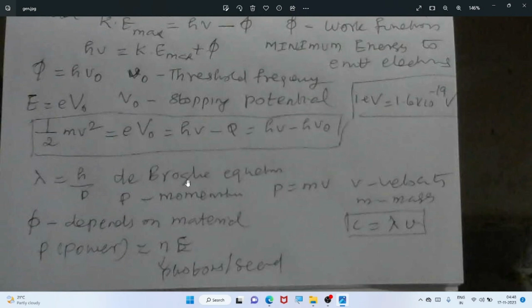Depending on the experiment, we consider light as having wave nature or particle nature. Here v is the velocity, and in the other equation v is the frequency, so you should not confuse them. Velocity of light equals wavelength times frequency. The work function depends on the material. Power is equal to the number of photons per second times the energy of the photon.